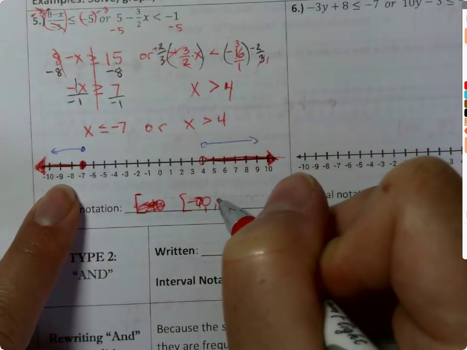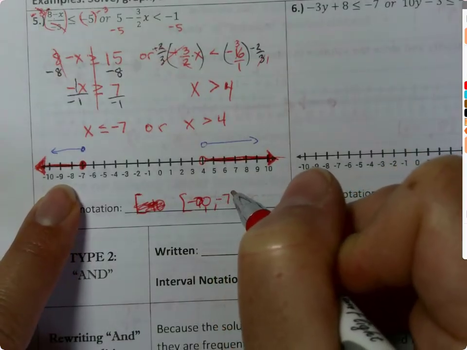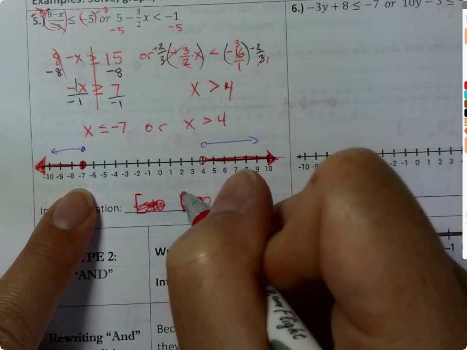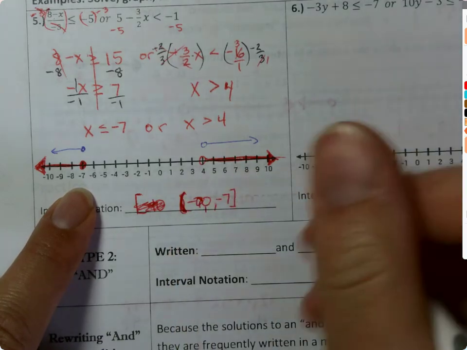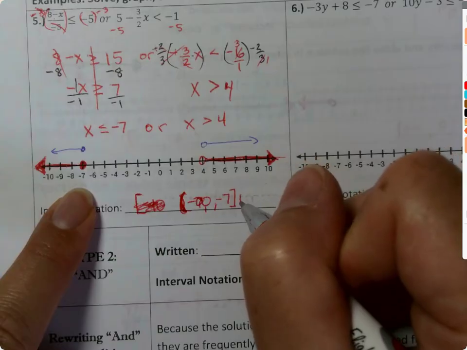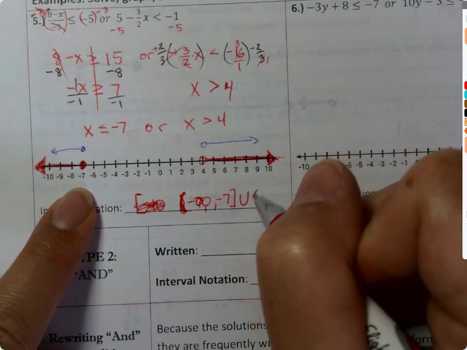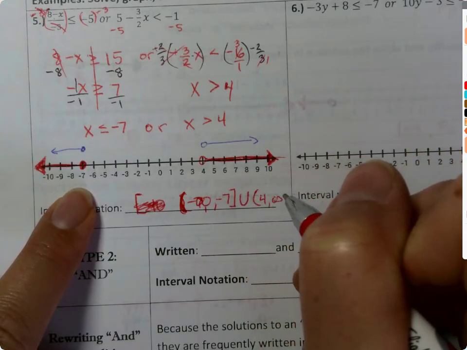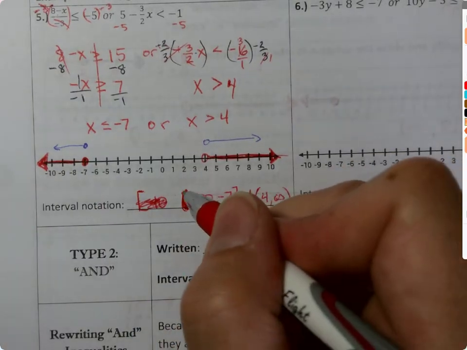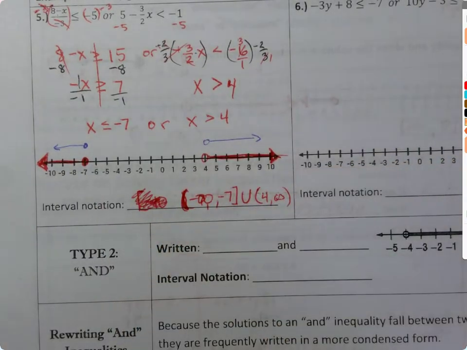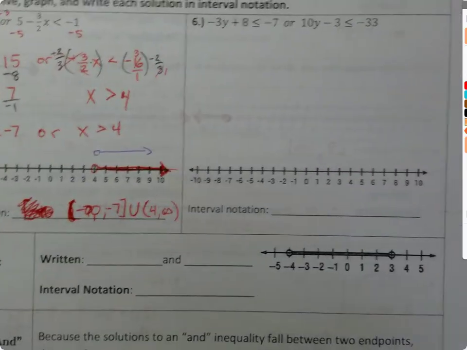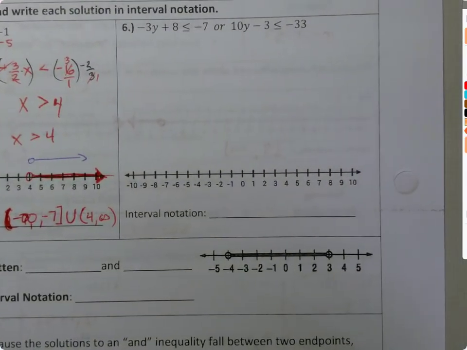-infinity, and it stops at -7 with a bracket. And then union, and it starts at 4 and it goes to infinity. All right, I got off my game by pausing. Are we good? Hopefully you did better than me. Go to this one and solve them.